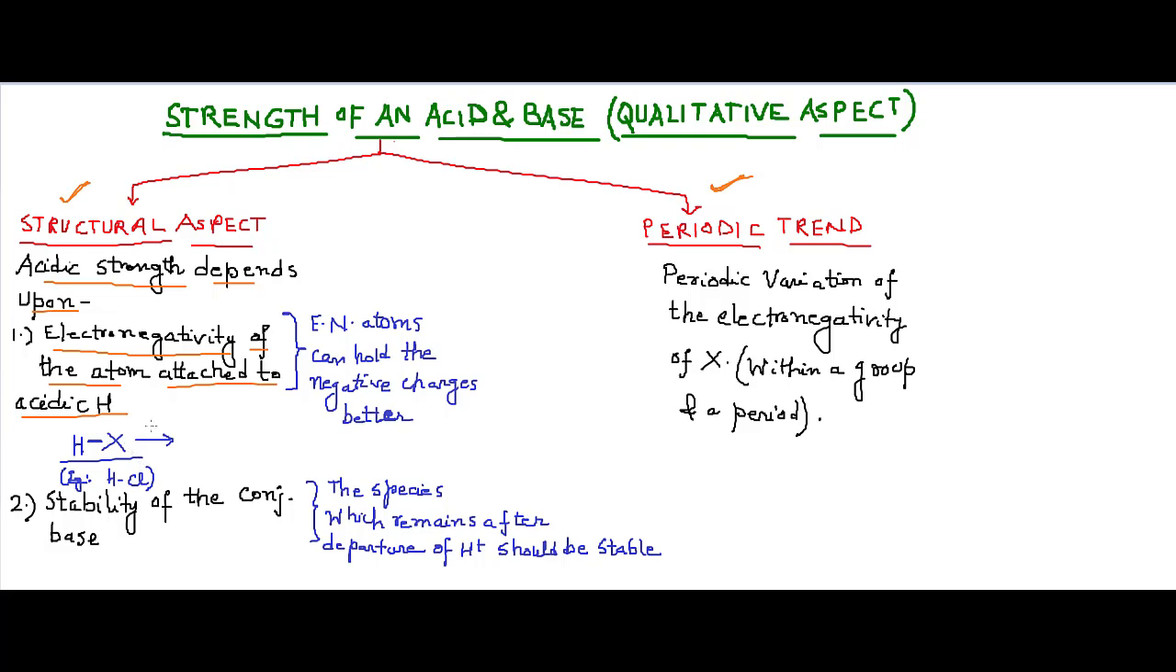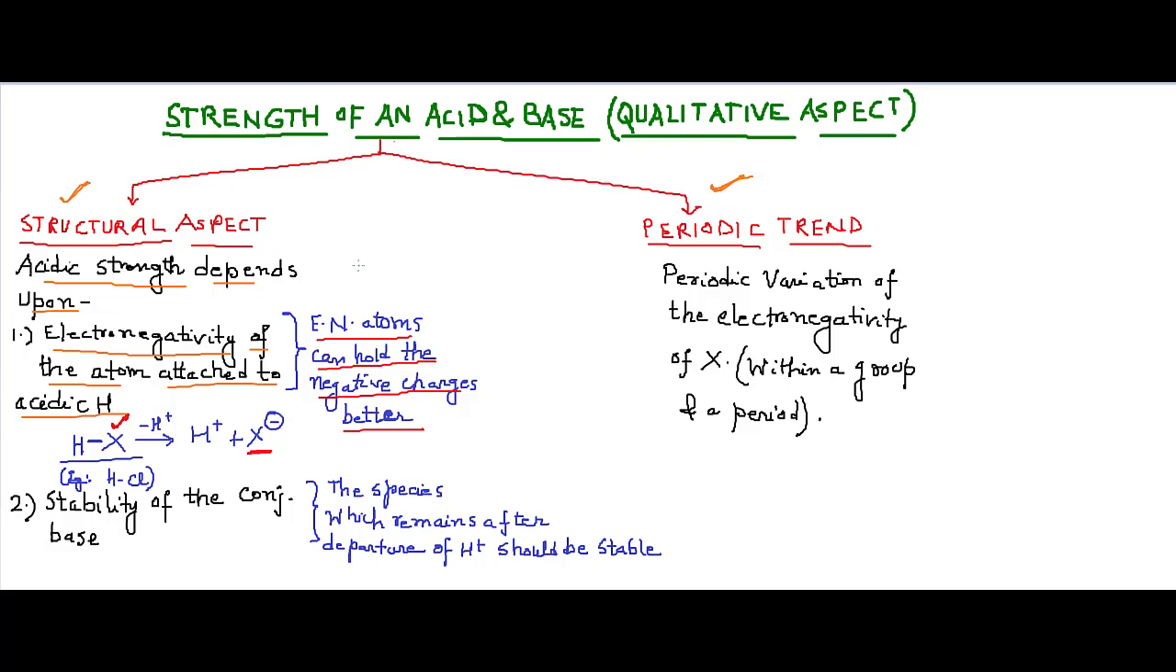So HX, if it's an acid, will give up its protons. So it will become H plus and X minus. That means the strength of this acid HX will depend upon the electronegativity of X. The more electronegative this atom X is, the more will be the strength of the acid. And why is it so? Because the electronegative atom can hold the negative charges better. So what is the meaning of this? It can hold the negative charges better.